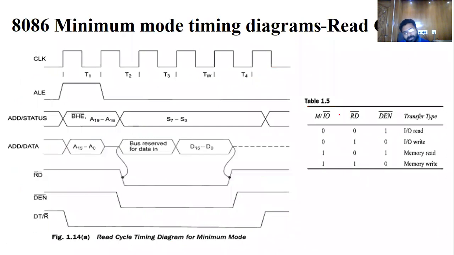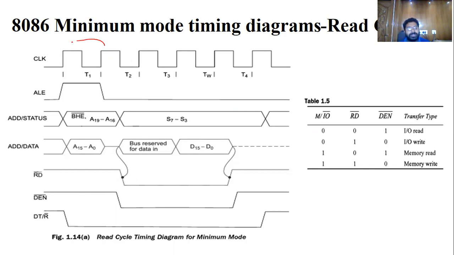Okay, now see this: the minimum mode and maximum mode timing diagrams. Now see the minimum mode timing diagram. It is very much similar to the general bus operation. You see the clock for the read cycle, the read operation.